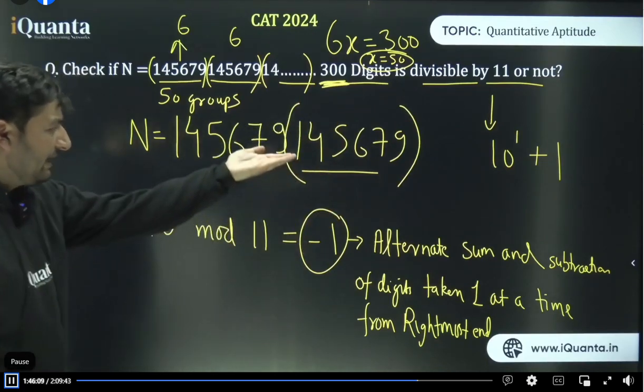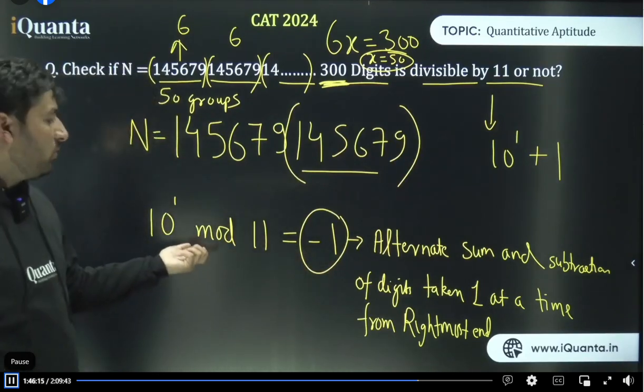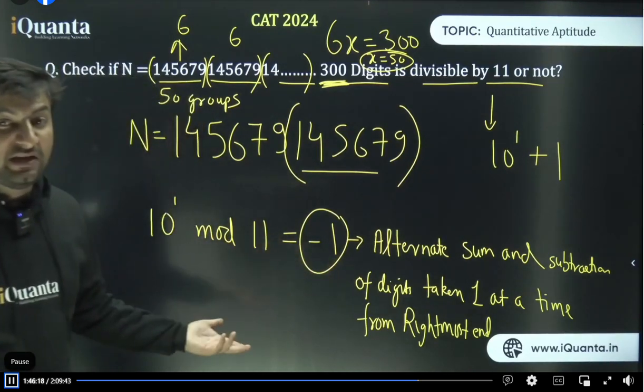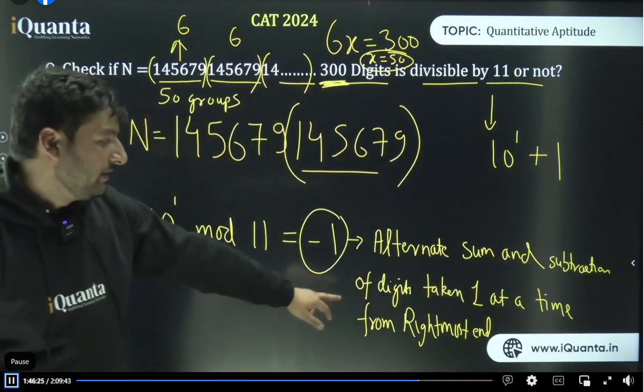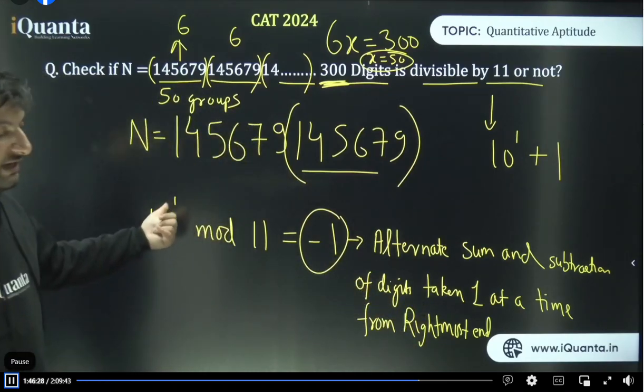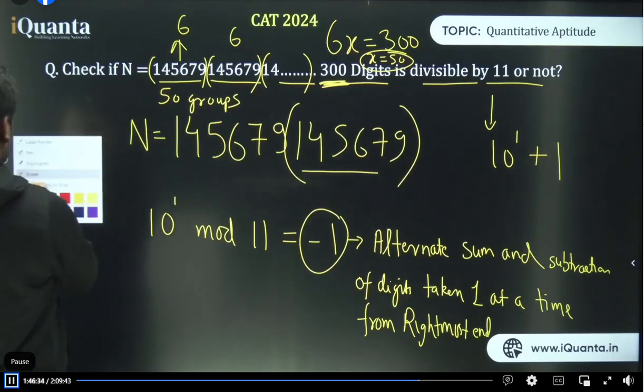11. When I said 11, I told you that I have to write 10 to the power 1 mod 11, which is minus 1. Mod is basically what is the remainder when 10 is divided by 11. It is minus 1. I'm taking the negative remainder, minus 1. Whenever the remainder is minus 1, you will always perform alternate sum and subtraction of digits taken one at a time, because the power of 10 was 1 from the rightmost end. So let us start.